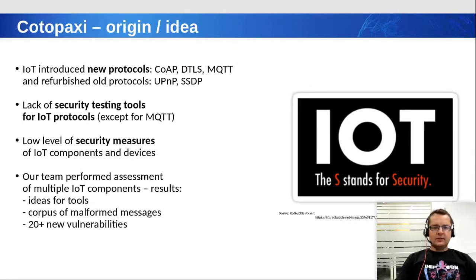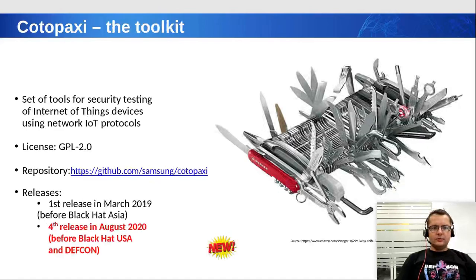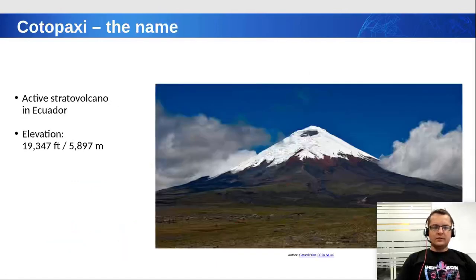So when in 2017 our team performed a large-scale assessment of multiple IoT components, we got ideas for new tools, a large corpus with malformed packets, and a pack of new vulnerabilities. All of that was used as a foundation for Cotopaxi. The most important information about Cotopaxi: it was released to the public as an open source project under the GPL 2 license. It is available in the public GitHub repository in the Samsung organization. Currently, this is the fourth release of the tool with new features and vulnerabilities.